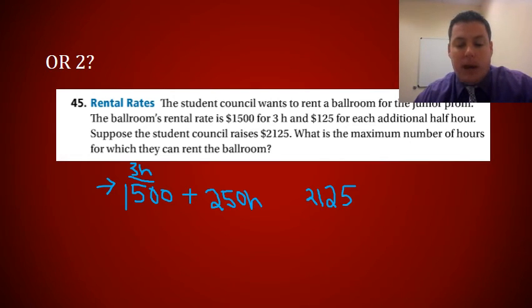So if I want to know the maximum number, I have to write less than or equal to here, because they cannot spend more money than they have, right? So the student council only has 2125. If I were to write greater than or equal to here, that would imply that the amount of money they spent on the rental rate is larger than the amount of money they have. The amount of money has to be less than or equal to the total amount of money, which is over here.